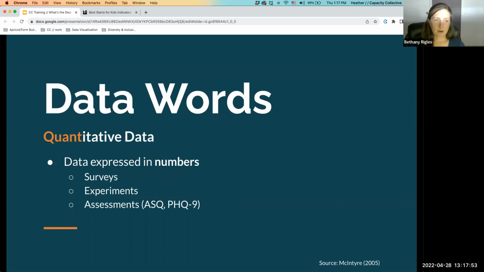The next important word to know is quantitative data, and this is data expressed in numbers. Common ways that you might be collecting quantitative data are surveys, like satisfaction surveys or evaluations after a training, experiments, or through assessments, like the ASQ or PHQ-9. And then when we use qualitative and quantitative methods together, that's often referred to as mixed methods.